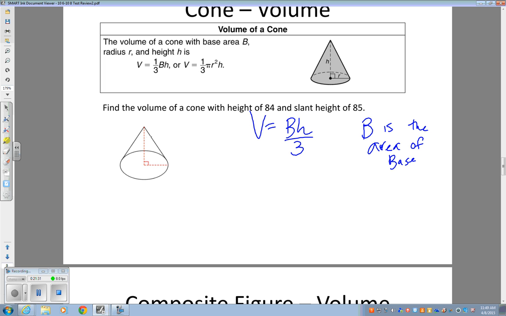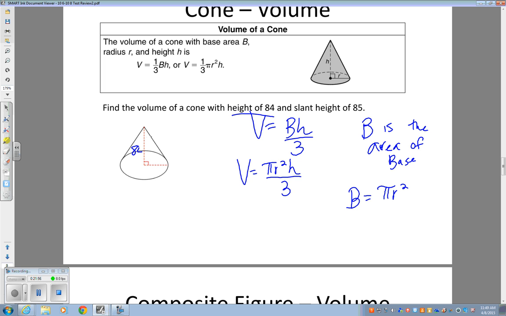Okay, so what shape is our base in a cone? A circle. So, to find the area of a circle, you have to do pi r squared. And this is what I noticed. Some of you didn't even do this on your cone or your cylinder. So I'm just going to substitute: pi radius squared times the height divided by 3. All right, they tell me that the height is 84.